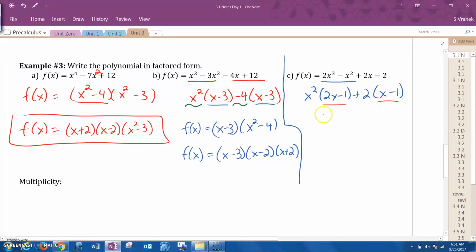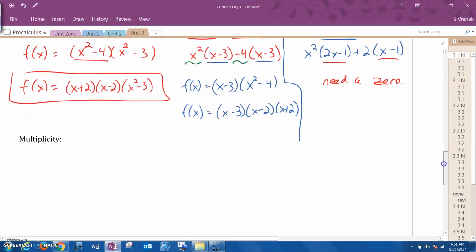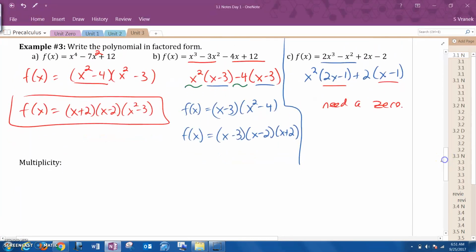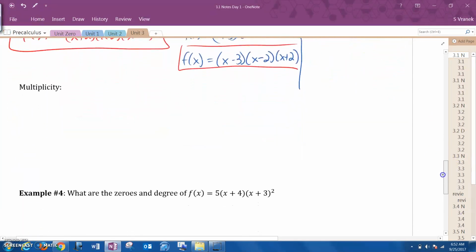That means grouping does not work here. So in order to divide this and factor it, we would need a 0, which we don't have. And we'll learn that later. But for now, we can't factor that. Okay, so this is factored form, this is factored form, this doesn't factor. Or it doesn't factor by hand. We would need help with the calculator or our 0.